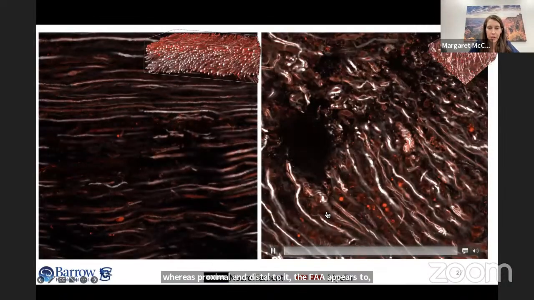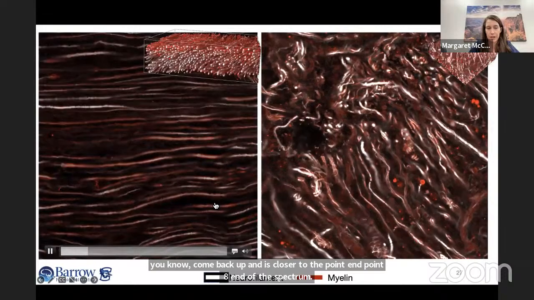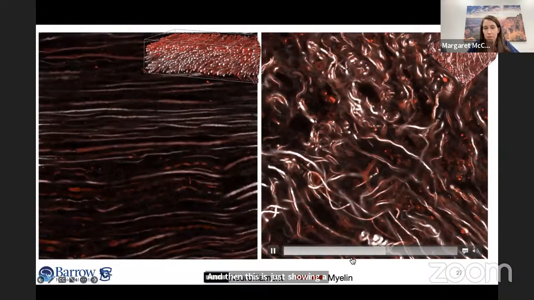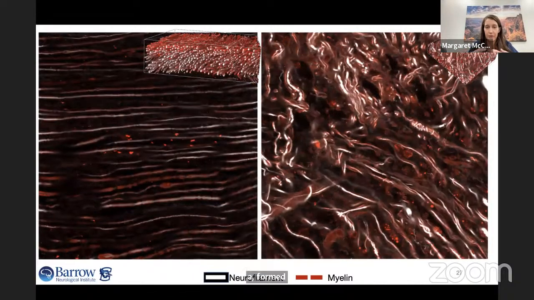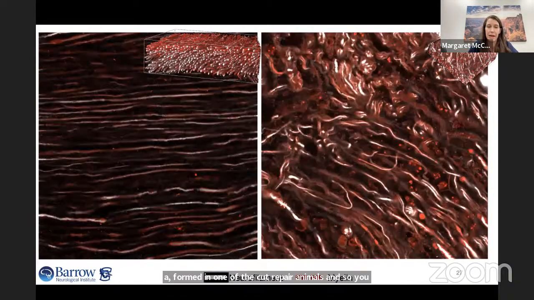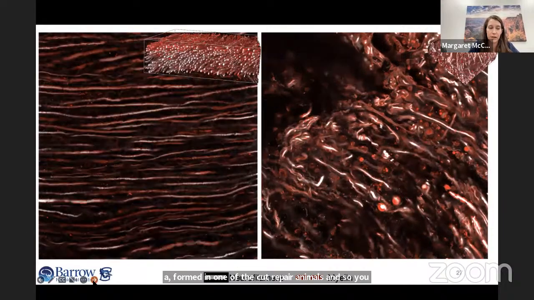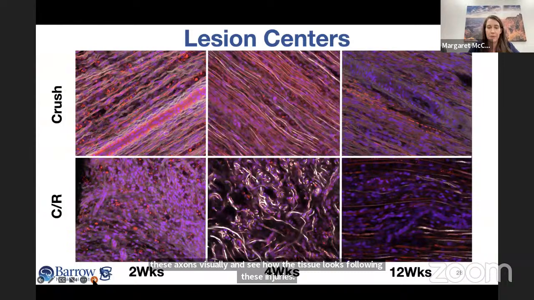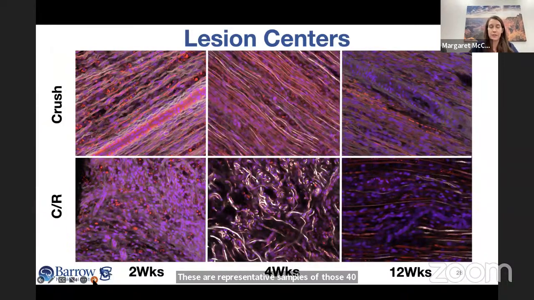And then this is just showing a recovered crush animal on the left compared to a neuroma formed in one of the cut repair animals. And so you can scroll through the tissue and track these axons visually and see how the tissue looks following these injuries. These are representative samples of those 40x stacks that we acquired from within the lesion centers for all of the different cohorts.